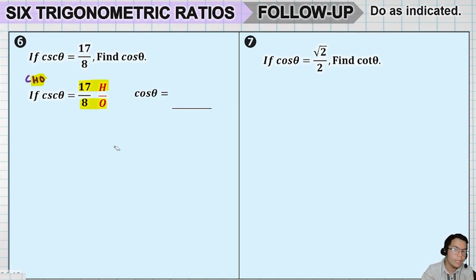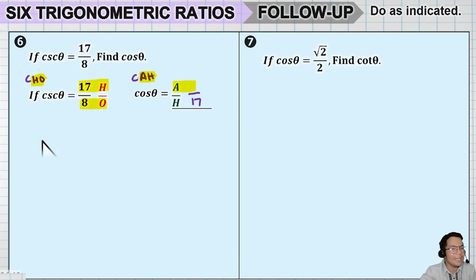Pero kung ikukumpara natin to sa ratio na meron ang cosine, it falls under CAH, which means adjacent over hypotenuse. Yes, pwede nating magamit yung 17 na hypotenuse value dito. 17. But the problem is wala tayong value ni adjacent. Paano natin kukuhain yung value ng adjacent side?